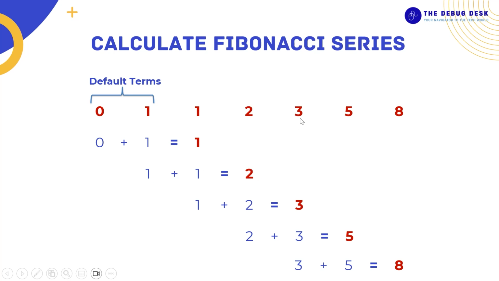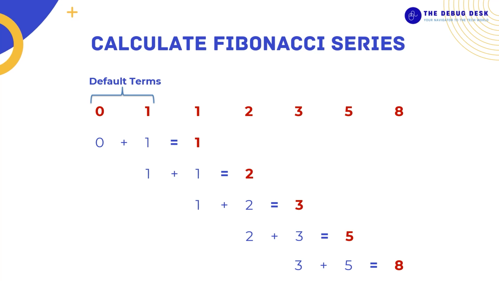For the next term, that is 3, we calculate the sum of the previous two terms, 2 and 1, and the sum is equal to 3. Same way we get 5 by adding the previous two terms 3 and 2, and that way 5 and so on. So it is an infinite series. It goes on and on until you stop it.